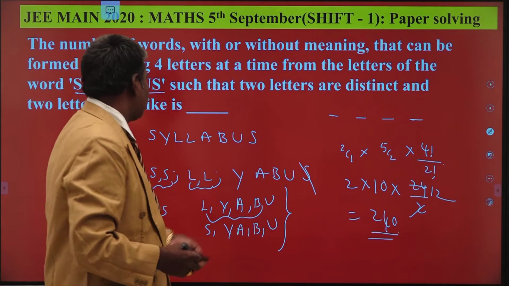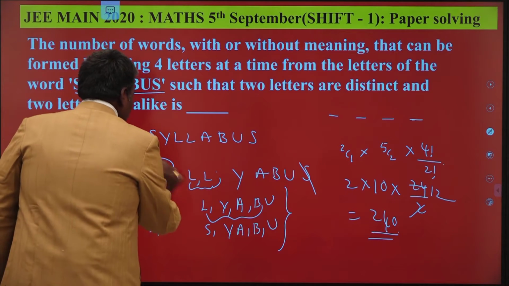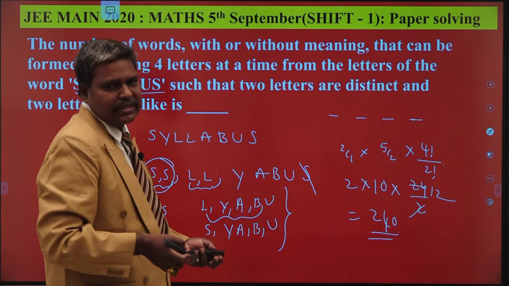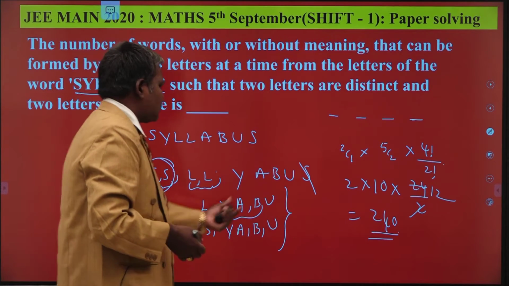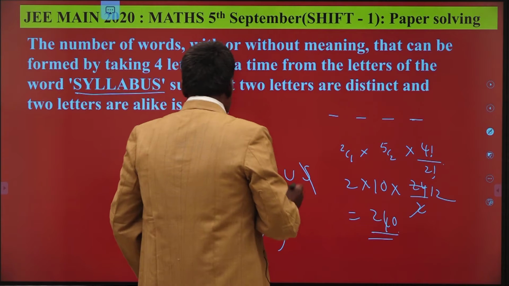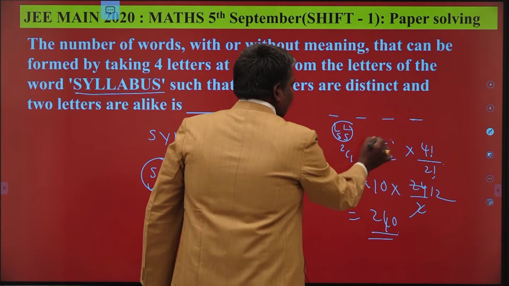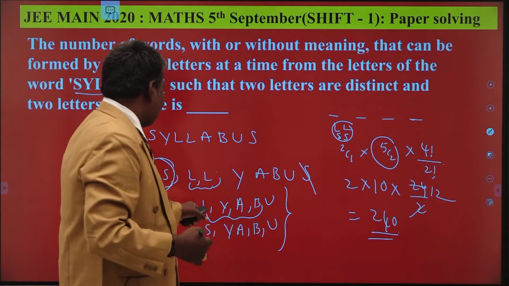It is a very simple question. They are asking us to form the 4-letter words in which 2 are alike and 2 are different. Understand? So 2 like things can be selected in 2C1 ways. That means both are Ls or both are S. These are the 2 ways. 5C2 is what now? There are 5 letters.